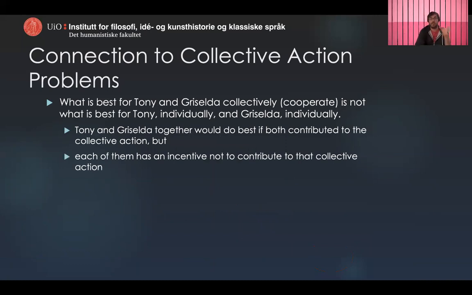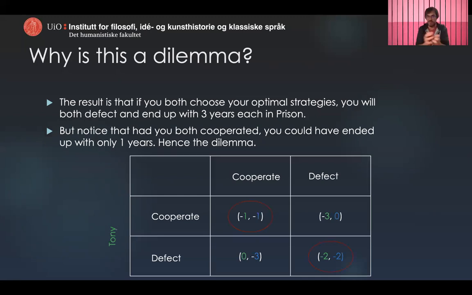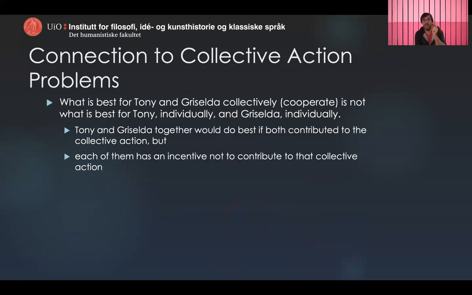Okay, now, how is this connected to collective action problems? It's because for Tony and Griselda collectively, it would be better to cooperate. If you add up the numbers, the minimal number that they together can have, one plus one, is two. That's a lot smaller than four. They end up with the worst outcome collectively. So the best thing would be both to cooperate. But what's individually rational isn't that. What's individually best for them is to defect.